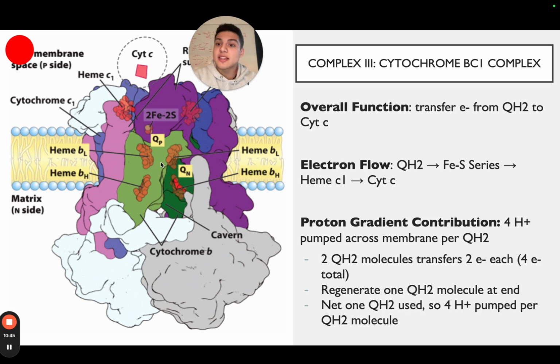But again, with this complex 3, we're going to pump 4 protons across the membrane per ubiquinol that we oxidize. And so the 2 QH2 molecules transfer 2 electrons each, and so it's 4 total. And so we regenerate 1 QH2 molecule at the end. So the net result, and we'll explain the Q cycle, I'm just telling you this now because it's right on the slides, is that there's going to be net 1 QH2 used because we end up producing 1 in the end. So even though 2 go in, we still produce 1, so 2 minus 1 is 1. So we end up just using 1. And then 4 protons are pumped per QH2 molecule.